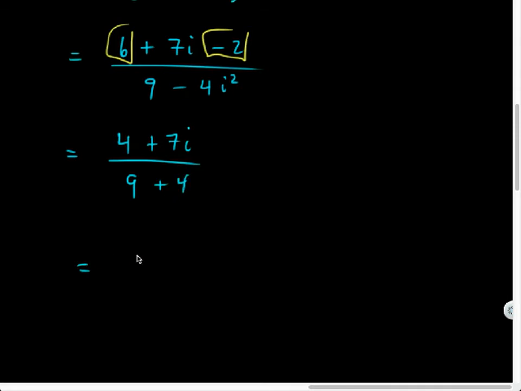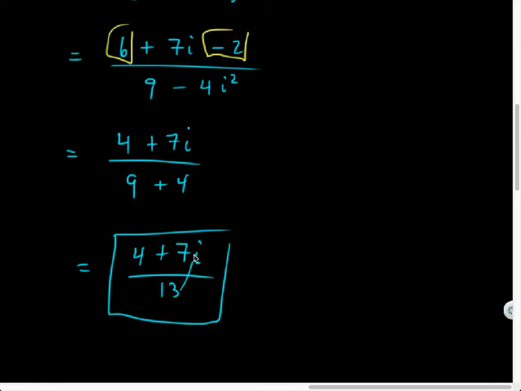Probably don't even have to write that step because you guys are so awesome with i squareds. 4 plus 7i all over 13. And if I could reduce the 13 with the 7 and the 4 simultaneously, I would reduce that fraction as such, but I cannot, and alas, we are done, my friends. You are now masters of simplifying complex numbers, which, theoretically, perhaps you already were.